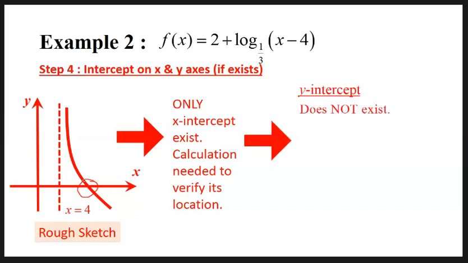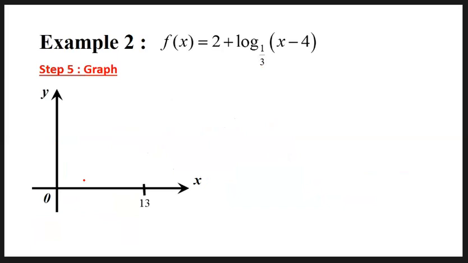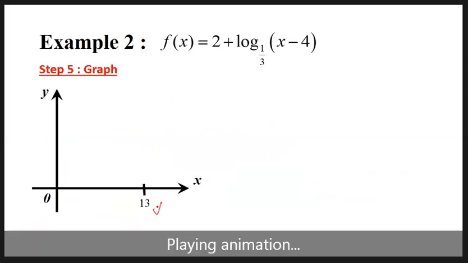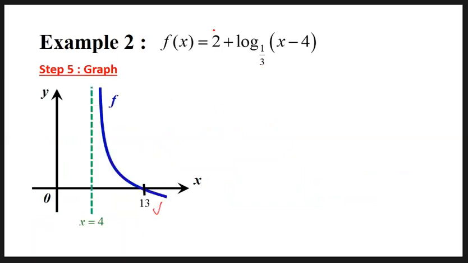So the y-intercept does not exist, and we proceed with the x-intercept by letting the function equal 0, and we solve using a calculator. I have the answer x equals 13, where the x-intercept is 13. Going on with the x-intercept, the asymptote and also the shape of the graph that we have, there goes the answer that we shall have for the graph of the function f(x) equals 2 plus log to the base 1/3 of (x minus 4).